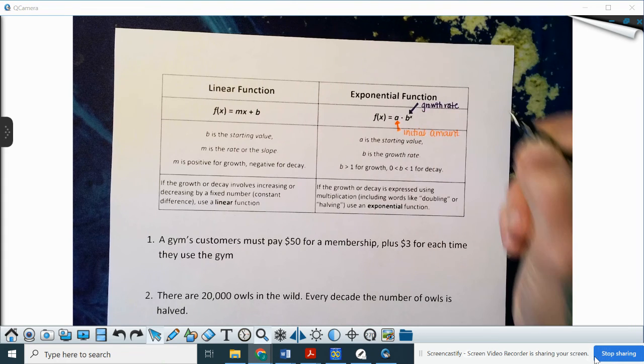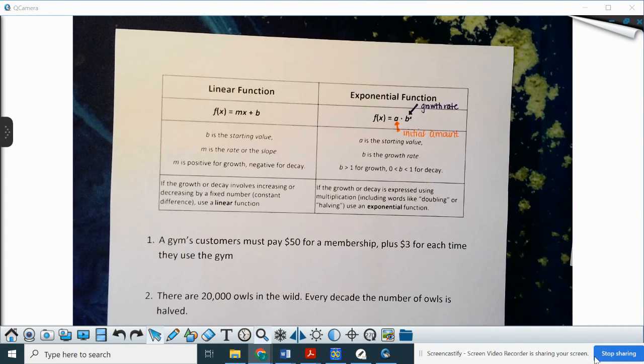And when b is greater than 1, that means it's getting bigger. So 1.5, 2, 2.75, 3, 4, 8, 12. If it's bigger than 1, then that is a growth. If it is smaller than 1, that means they're dying off, and that is decay. So if b is smaller than 1, so the number with the exponent attached to it is smaller than 1, it is a decay function.